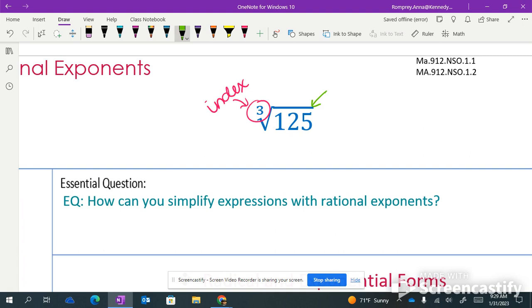So this is a radical. Now you know where I get my YouTube name, Radical Rompery. The square root sign is actually called a radical. And whatever we're taking the root of, that is our radicand. You're going to hear some of these words pop up: index, radical, and radicand.